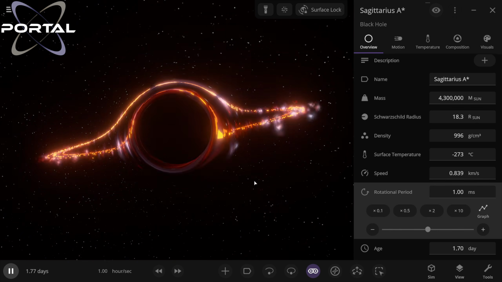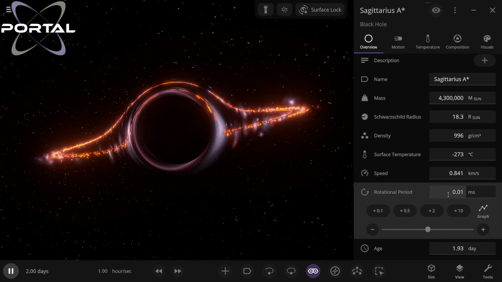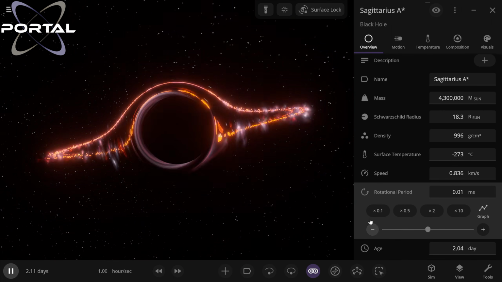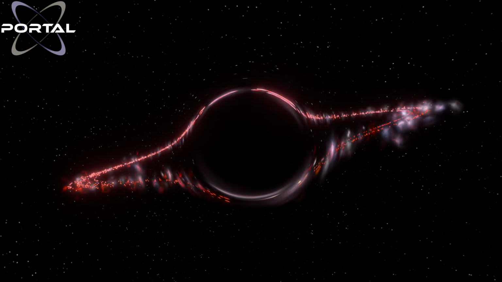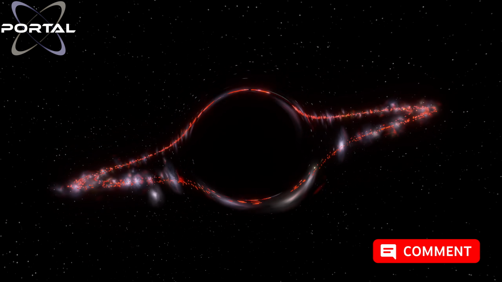No, as we can see, this parameter doesn't affect the black hole at all. I'll even set it to 1/100th of a millisecond for the black hole. Same thing, you see, nothing changes at all. So these are the results we got. As you can see, rotating at high speeds around its axis can be very dangerous for cosmic objects.